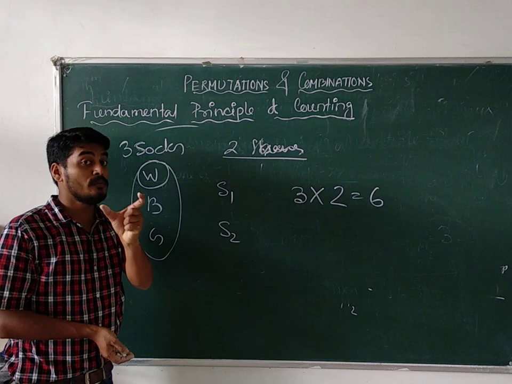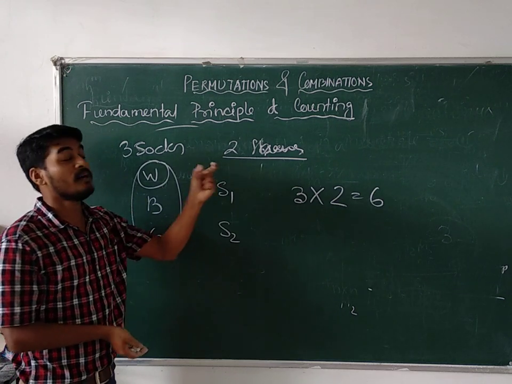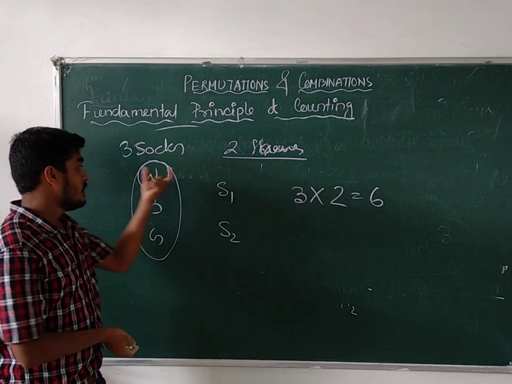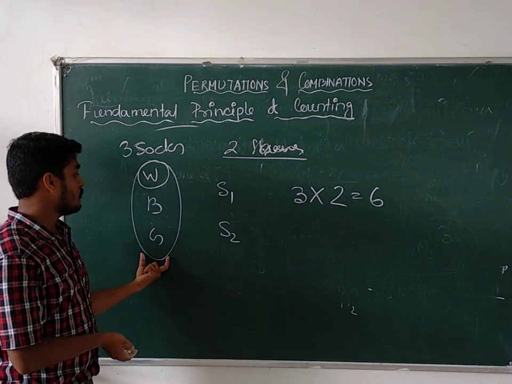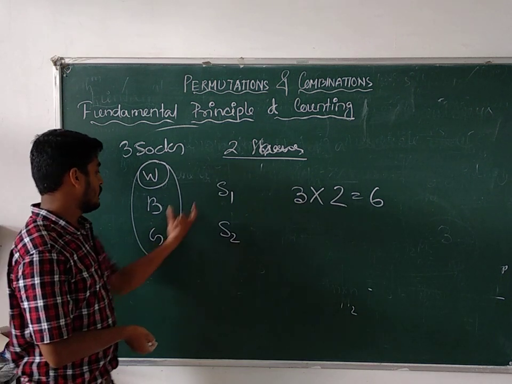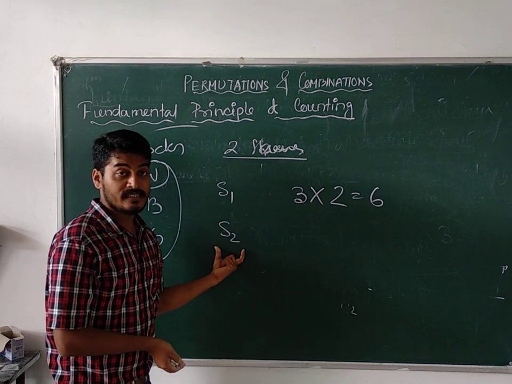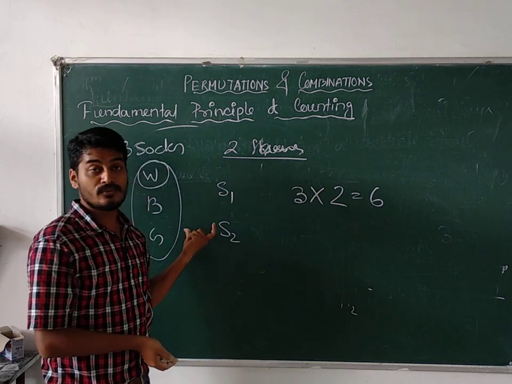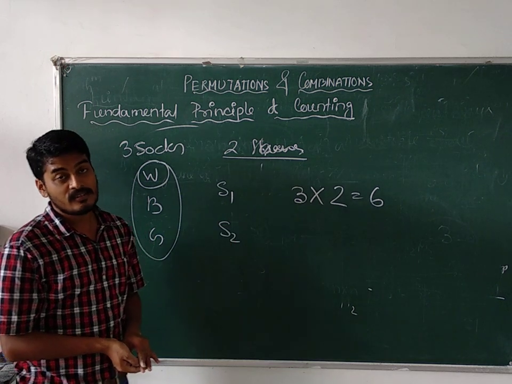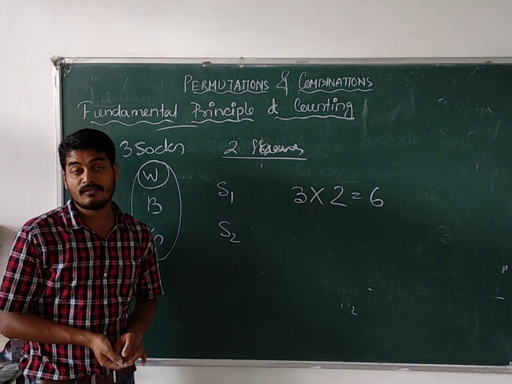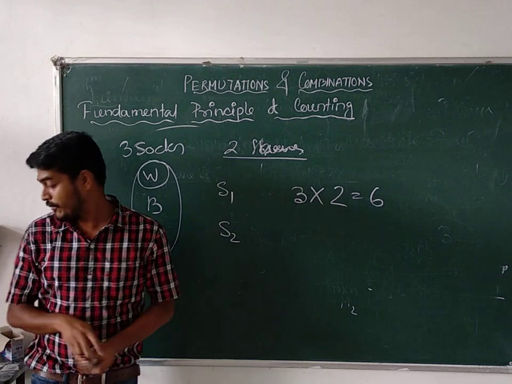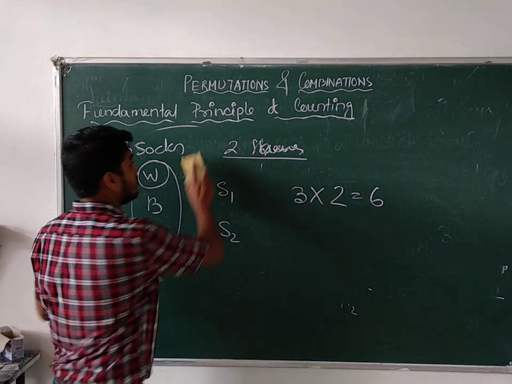If "and" will be there in the given question, you have to multiply the total possibilities. Number of possibilities of wearing a sock is 3. Number of possibilities of wearing a shoe or selecting a shoe is 2. So the total number of ways will be 3 times 2, which is 6. So this is the fundamental principle of counting for multiplication. In this way, we can consider so many different examples.